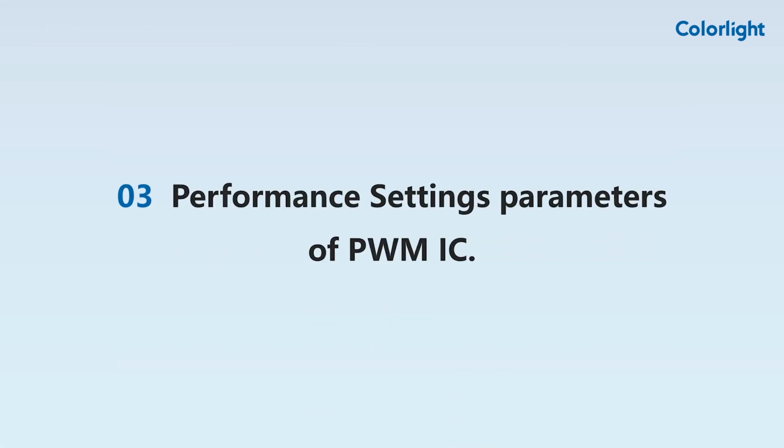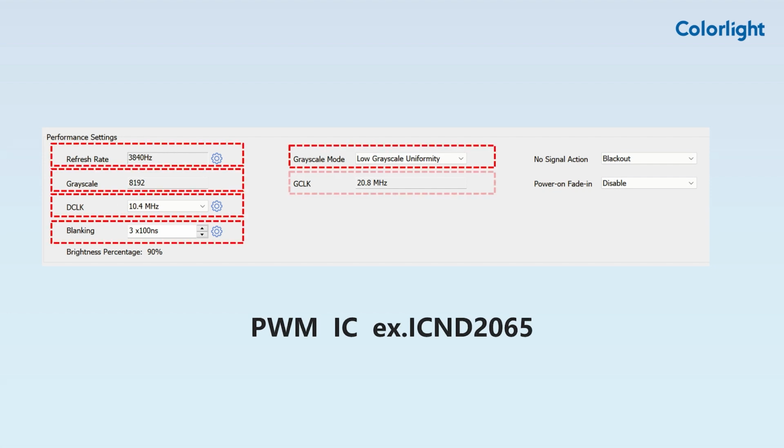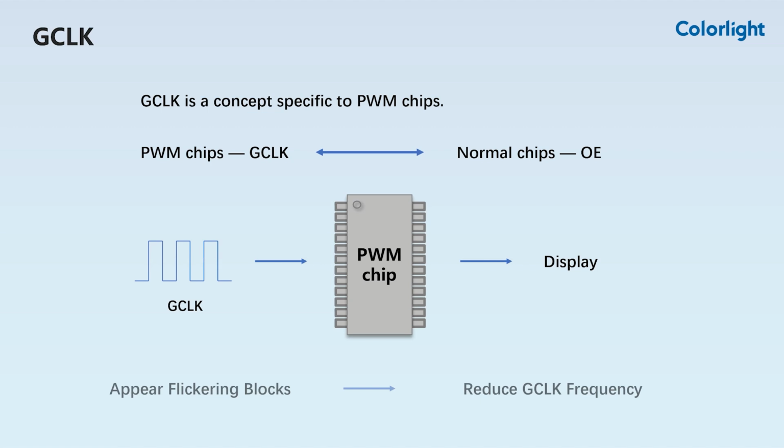Part 3, Performance Settings Parameters of PWM IC. Taking PWM chip ICND 2065 as an example, the performance settings interface includes 6 adjustable parameters: refresh rate, grayscale, DCLK, blanking value, gray mode, and GCLK. Compared to normal driver chips, PWM chips have an additional GCLK parameter.